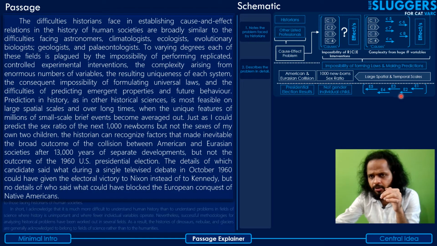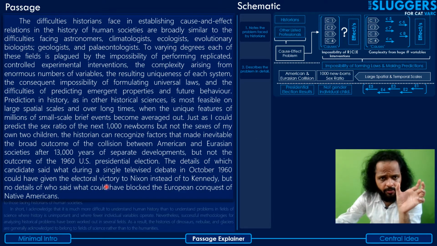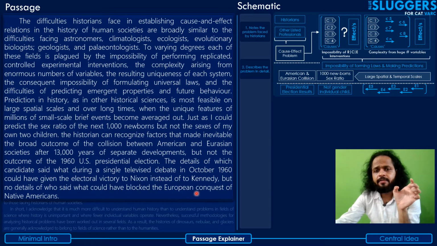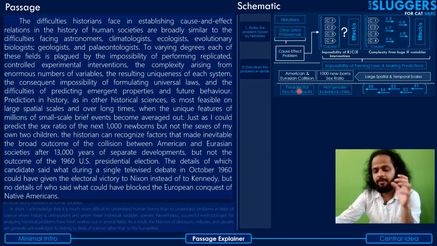So these micro variables end up affecting these micro effects, and there are so many of them that historians cannot predict the micro effects accurately. But such micro variables do not affect the larger effects. Like he notes here, no details of who said what could have blocked the European conquest of Native Americans, right? So these details on such a large scale would not really matter, and hence historians are better placed to predict these kinds of broad scale events. So that's what he means by the first paragraph.